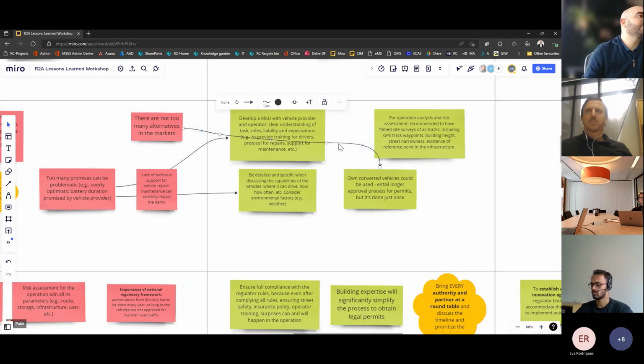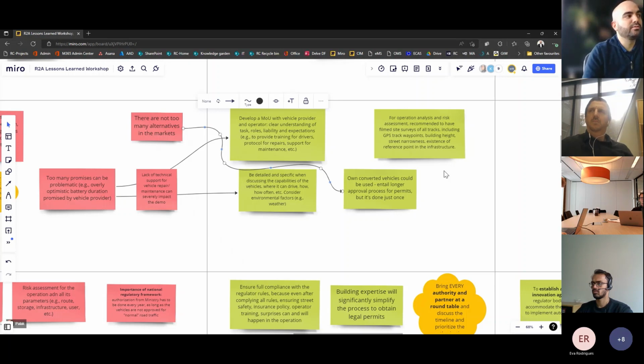And then in relation to the low number of alternatives for finding a vehicle provider, one option that a partner highlighted was that you could consider just using an own converted vehicle that sometimes is available for some research entities. But this can, of course, entail longer approval processes or permits if this vehicle has not been approved and needs more tests. But of course, this you only have to do once, and then you have a vehicle available for your research.